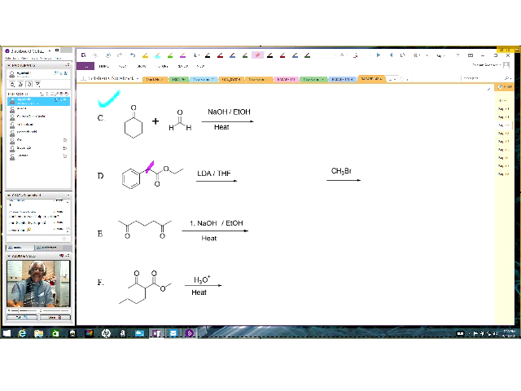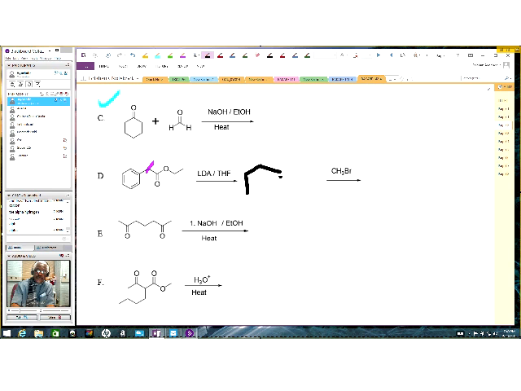Okay, now what do we have here? We have LDA. LDA is a base. What do you think LDA is going to do? They want us to give the product. In this case, the THF is just a solvent. LDA will abstract a proton. Which proton is it going to abstract? You've got to be very careful here. The alpha hydrogen. Excellent, very good. Now I think you guys are getting the idea.